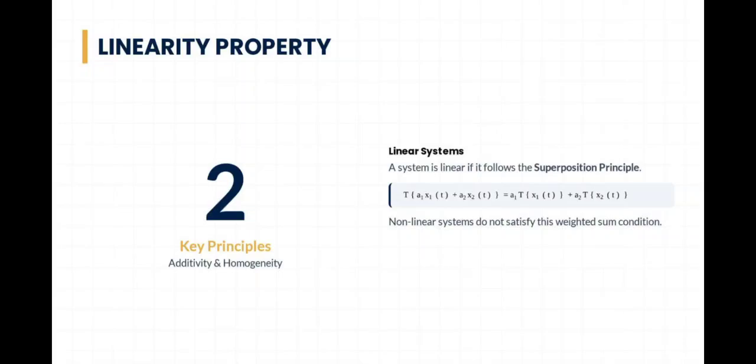If they aren't, the system is non-linear, like a system that squares the input, where 2 squared isn't just double 1 squared. In short, a linear system is predictable. The whole is exactly equal to the sum of its parts.